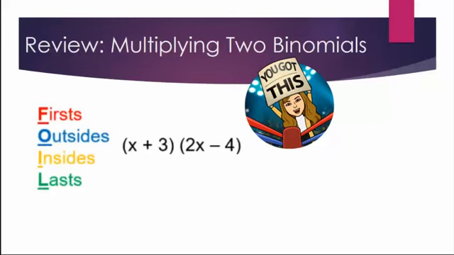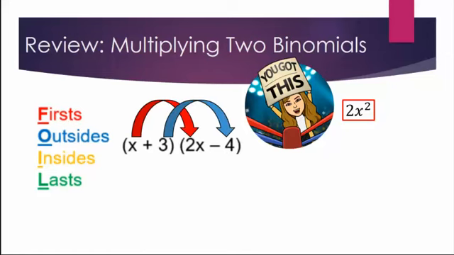So the first, what are the first of these two expressions? X and 2x. So let's go ahead and multiply. X times 2x gives me 2x squared. All right, let's move on. Outsides. So we're going to move on to the outsides of the expressions, which is this one and this one. 3 times -4. Notice how I said -4 because there is a minus in front. So it's understood to be a negative once you separate them. So 3 times -4 is going to give me -12.